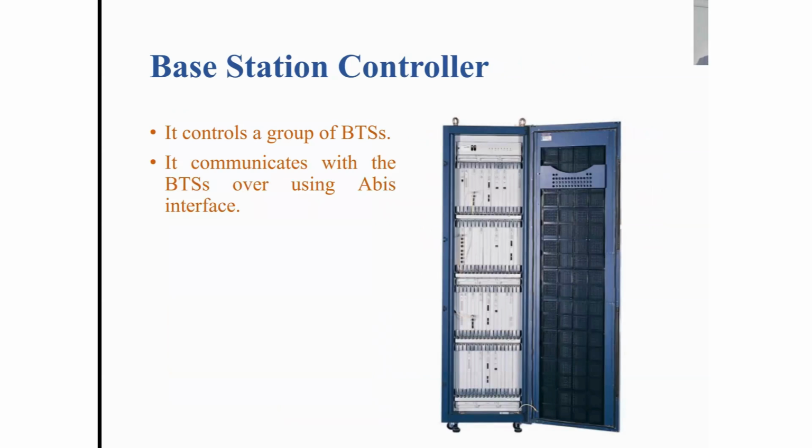And then base station controller. The base station controller controls the group of BTS. That means it controls the group of towers in a particular region. I'll give you some additional details when we get into the architecture. Then it communicates using the Abis interface. We'll see in detail all the interfaces between each of the components. So it helps us to control the group of BTS. That's enough up to now.